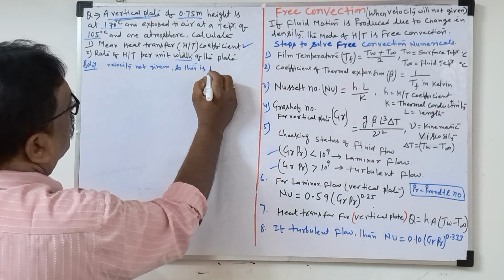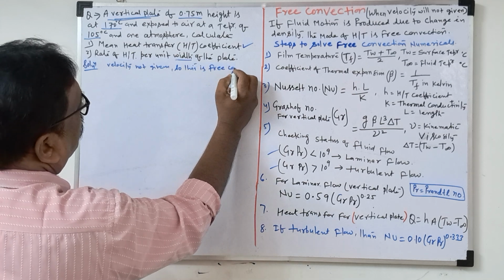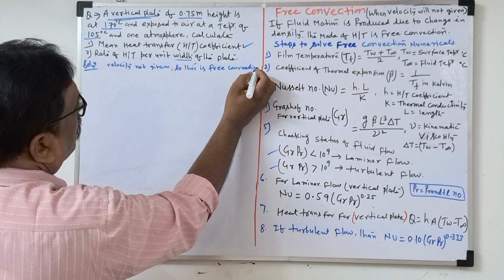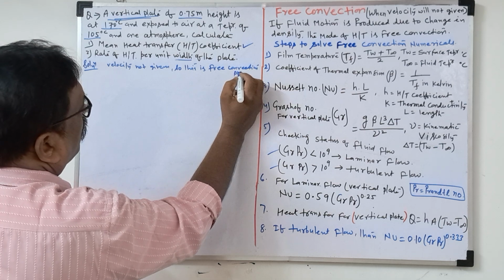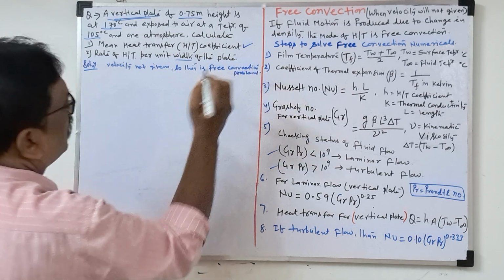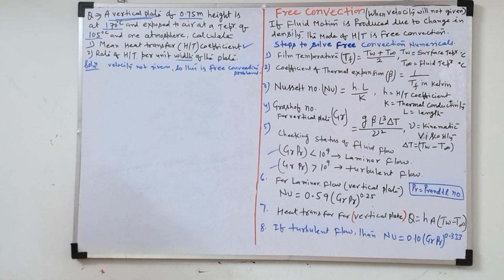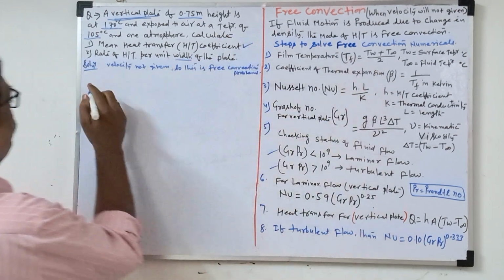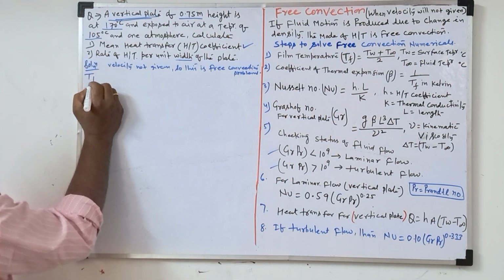So this is a free convection problem. This is the free convection problem. So what steps will we follow now? First we'll go to the film temperature. Directly we'll write, the notations are already there.